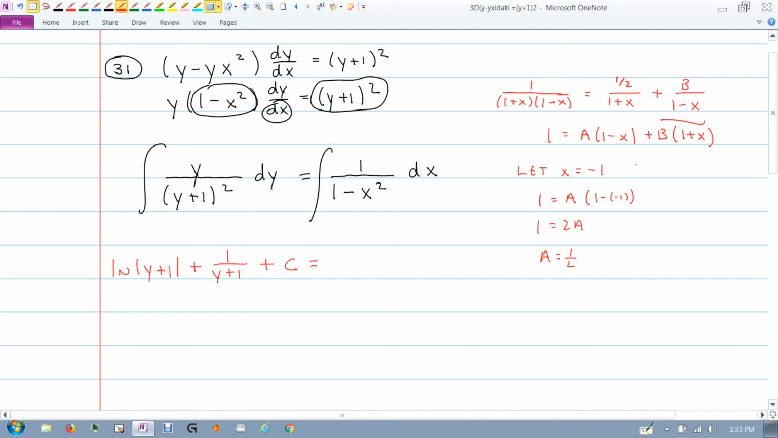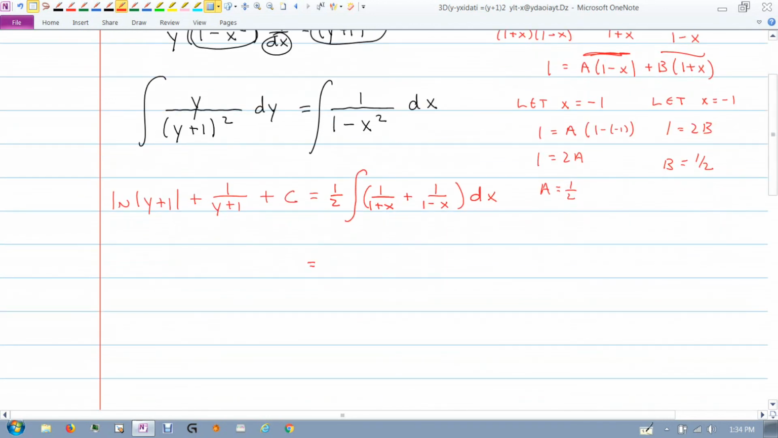And then if I solve for b, I can let x be 1 this time. And that should kill off this one. So I should get 1 equals 2b. And so b is a half. So this b is a half. Life is good. So I'm really integrating here. Well, let me pull the 1/2 out because I have a 1/2 in both of those. So 1/2 integral, and I'm doing 1 over 1 plus x plus 1 over 1 minus x dx.